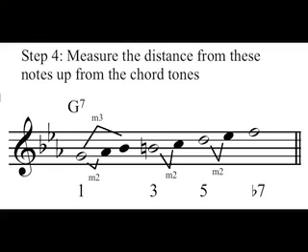Some chord scales can have 8 notes, some actually can have 6 notes, but in general 7 is the general rule of thumb. Anyway, step 4, measure the distance from these notes up to the chord tones. So we have these measurements. And then for step 5, this is where things diverge a little for dominant chords. You're going to analyze these notes.